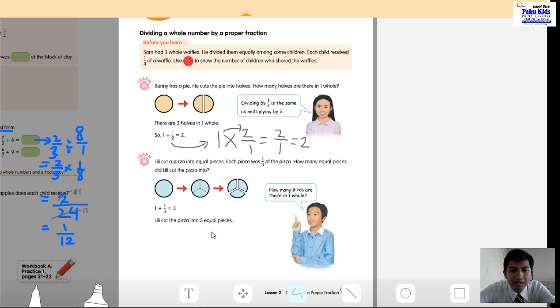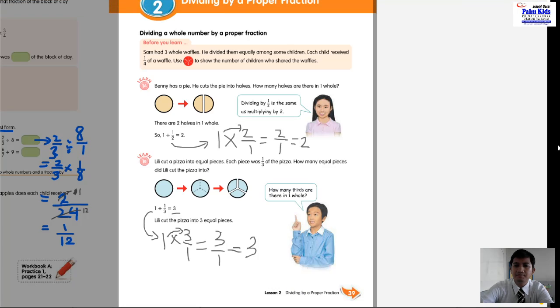Okay? Next, Lisa cut the pizza into equal pieces. Each piece was 1/3 of the pizza. How many equal pieces did Lisa cut the pizza into? So over here, it's 1 multiplied by 3 per 1. And then you multiply the whole number with the numerator. So 1 multiplied by 3 is 3 per 1 equals 3. Okay, so that's the step in dividing a whole number by a proper fraction. Okay, continue to the next page.